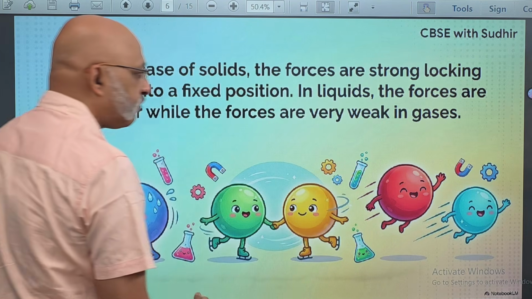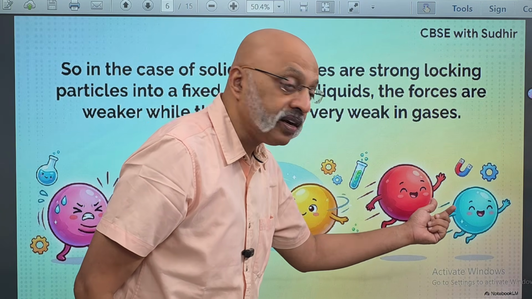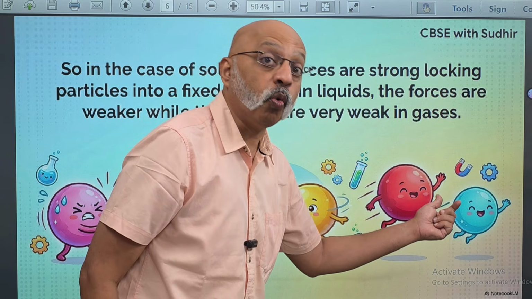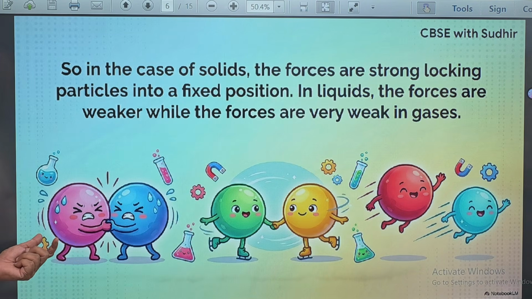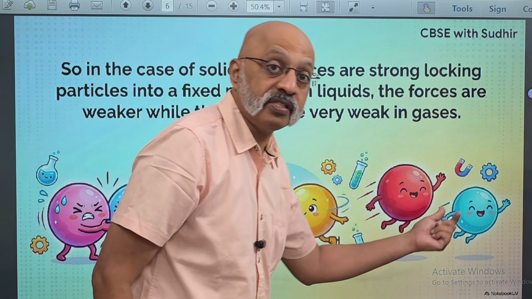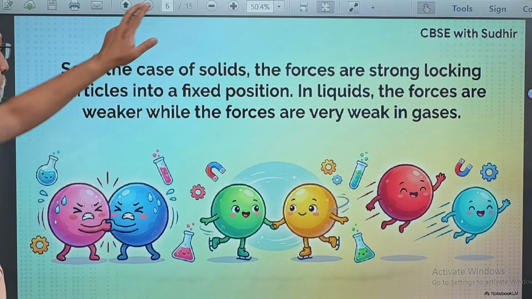They are a little far away from each other, while the forces are very weak in the case of gases. So the interparticle forces of attraction are the weakest in the case of gases and the strongest in the case of solids, and that is what gives them a certain shape, a certain volume. Okay, I hope this is clear.